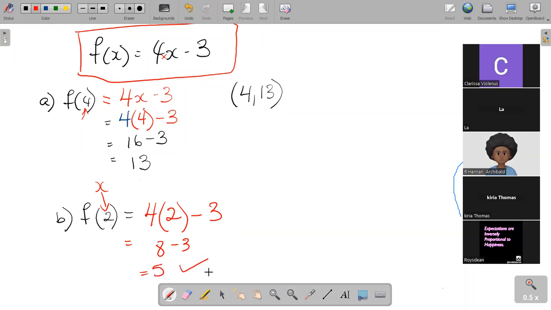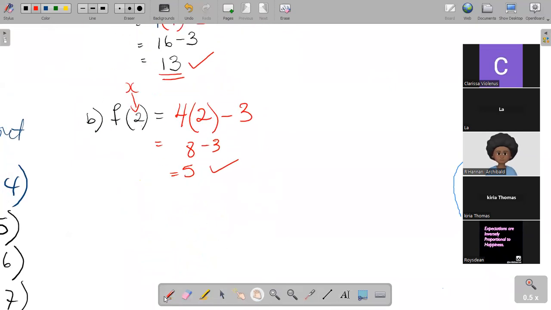Very good. Now, please note, you don't have to give them this unless they ask you for it. I just want to make sure you understand that if they ask you for the ordered pair, you know how to get your ordered pair. You use your x and you use your y, but your actual answer is just 13. Everybody understand the difference? I want to make sure I teach you everything one time. If they ask you to find f of 4, the answer is just 13. If they ask you for f of 2, the answer is just 5. But if they ask you to state the ordered pair, you use your input and you use your output. So you do not write this unless they ask you for it, okay?